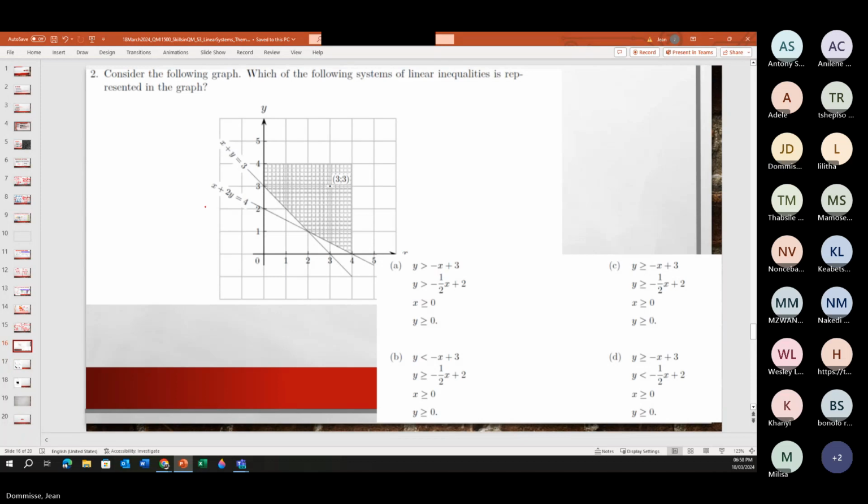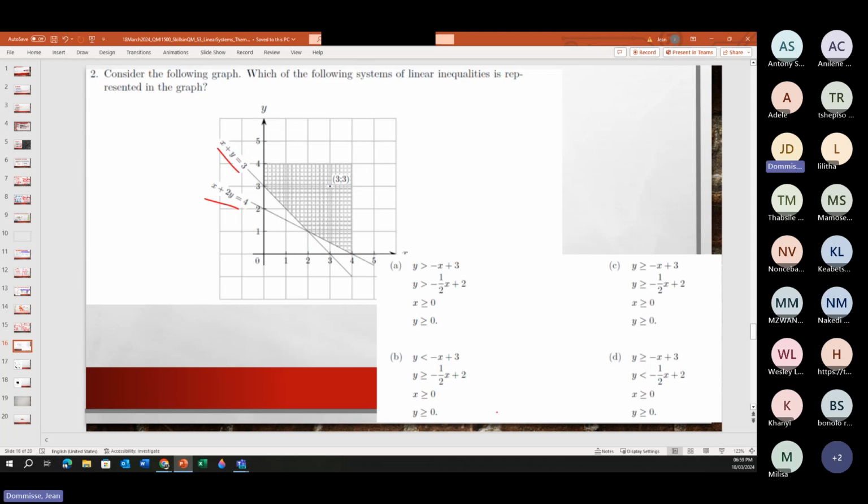Okay, so let's quickly look at this one. Consider the following graph. Which of the following systems of inequalities is represented in the graph? Okay, so they actually give us that line. They give us that line, but they give it to us as how the linear equation will look like.